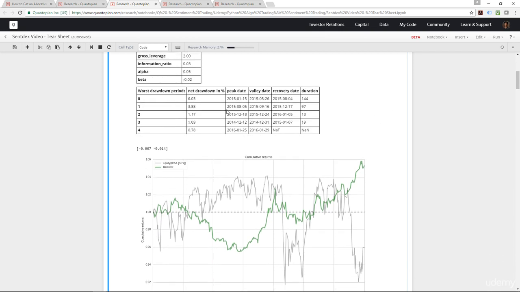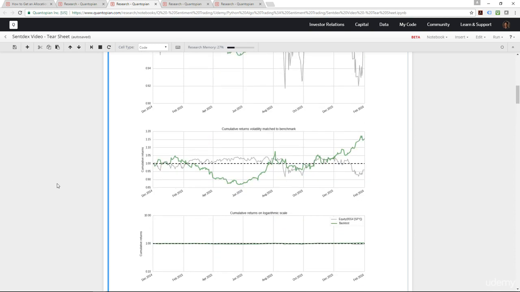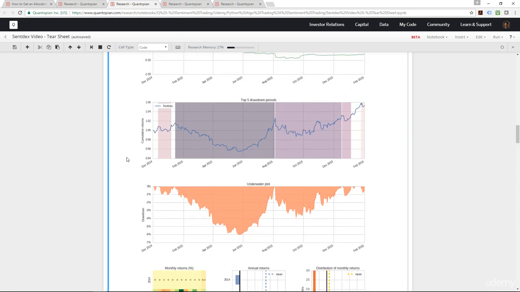If you look at the net drawdown in terms of the worst period, it is down 6% from January 2015 until May 2015. That's the valley. Sorry, the recovery date is August. So the whole duration is 144 days. So there are periods that it underperforms. Where's the underwater plot? I think it doesn't have an underwater. There's the underwater plot. So this is the longest drawdown period here.